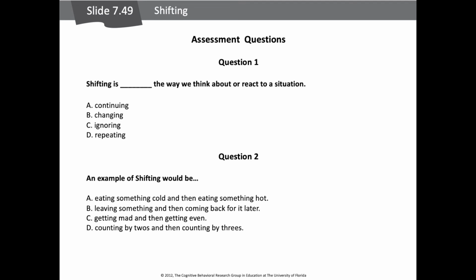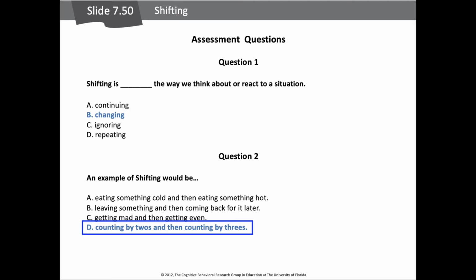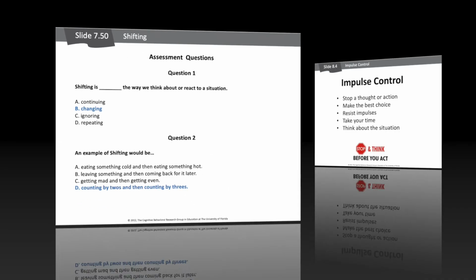For question 1, if you selected B, you are correct. Shifting is changing the way we think about or react to a situation. For question 2, if you selected D, you are also correct, because counting by 2s and then counting by 3s requires you to shift the way you think.